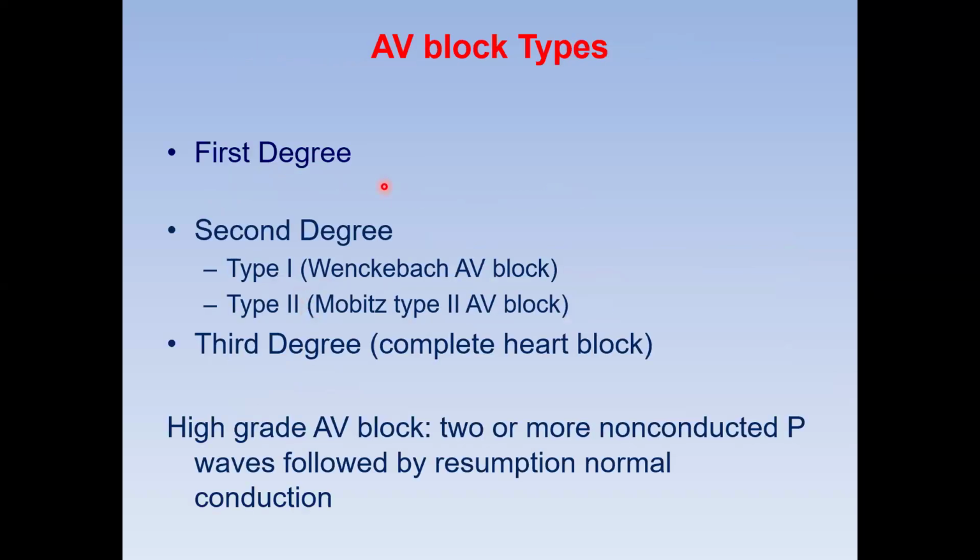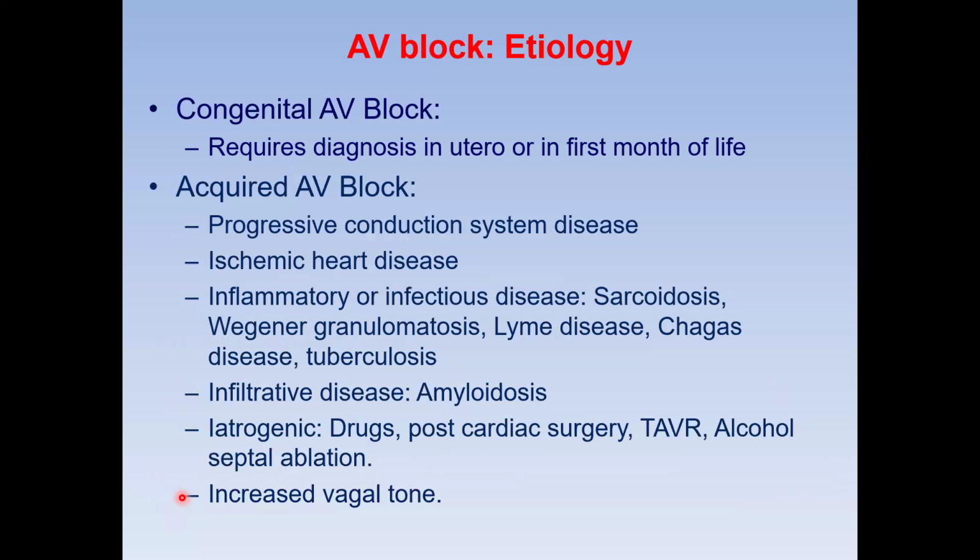AV block has different types: first degree, second degree type 1, type 2, many names, Wenckebach AV block, Mobitz type 2, and then third degree AV block. And there is a term we all use, and it's now in the books, high-grade AV block. If a patient has 2 or 3 non-conducted P waves followed by a conducted P wave, we call it high-grade AV block. Etiology: congenital heart block. Diagnosis should be in utero or in the first month of life. So that is the definition.